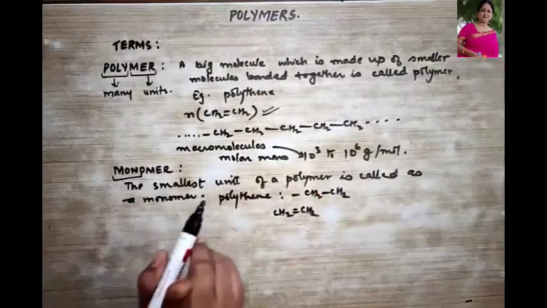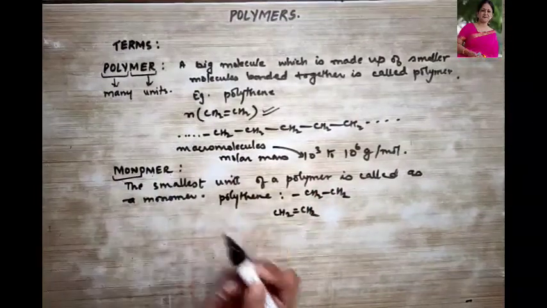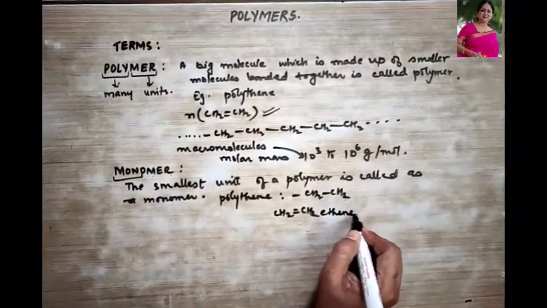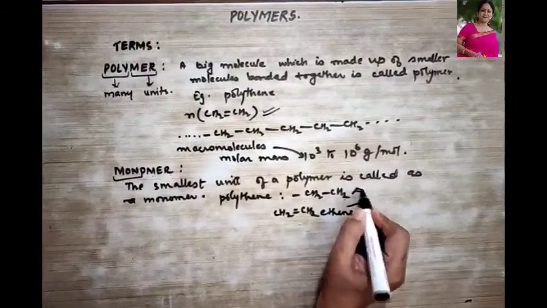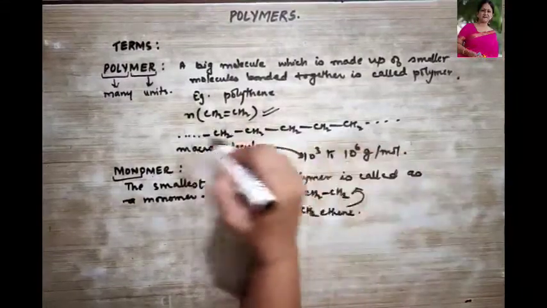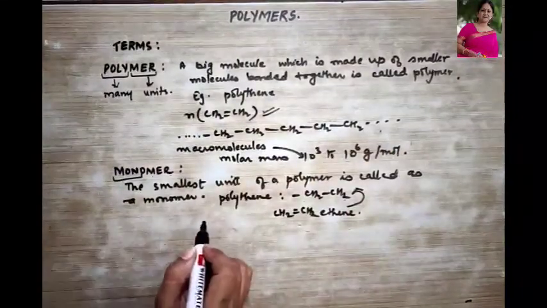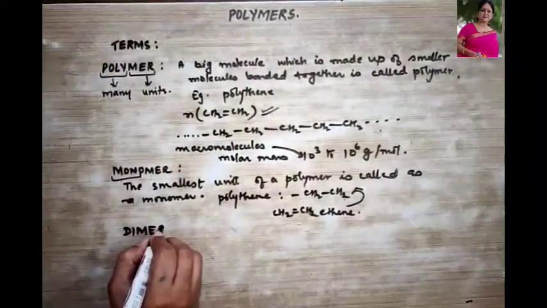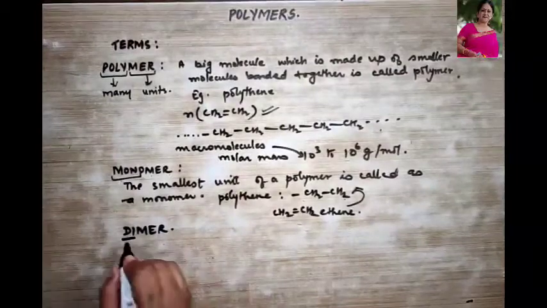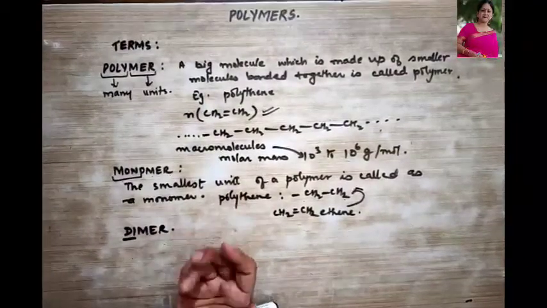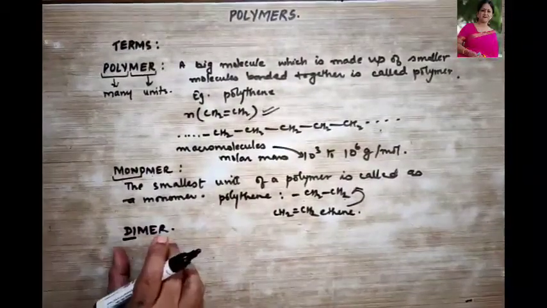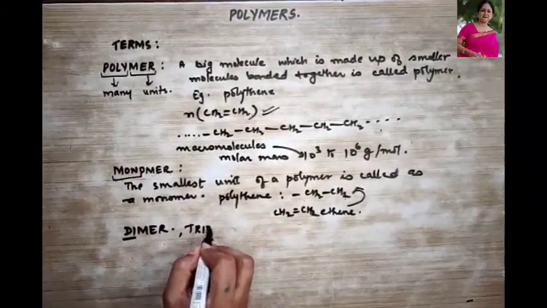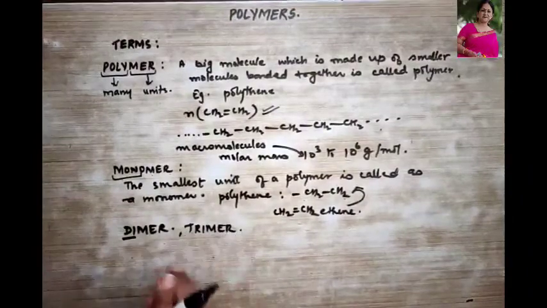That is, mono means one and unit is mer. This is what I have shown you. So for ethene, its monomer is this and its polymer is this. Okay. Next we move to dimer. Dimer means, as the word says, di means two units of a polymer present there, then it is a dimer. Then it can also be a trimer and so on. I hope you have understood all these things.